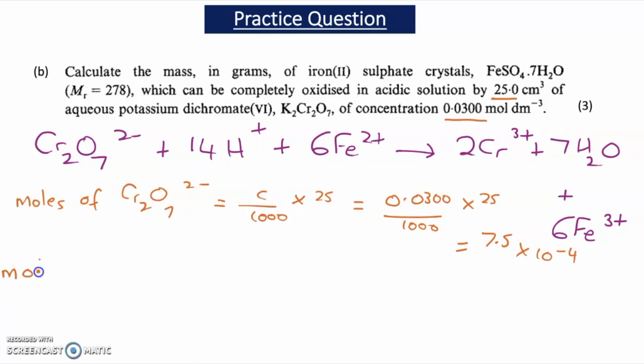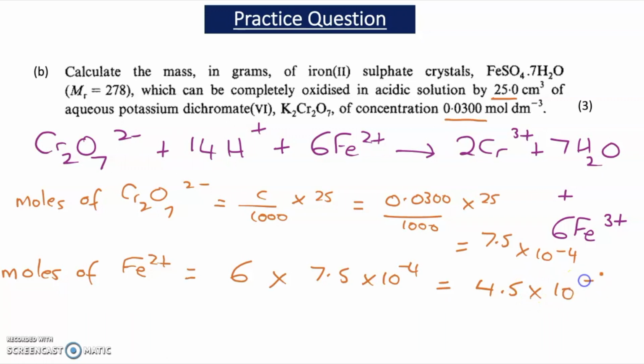Now we know the moles of dichromate, we can use this to work out the moles of Fe2+, because all we need to do is use the equation, and the overall equation tells us that the dichromate and Fe2+ are in a 1 to 6 ratio. So to work out the moles of Fe2+, I just times the moles of Cr2O72- by 6. So it's 6 times 7.5 times 10 to the minus 4, which equals 4.5 times 10 to the minus 3.